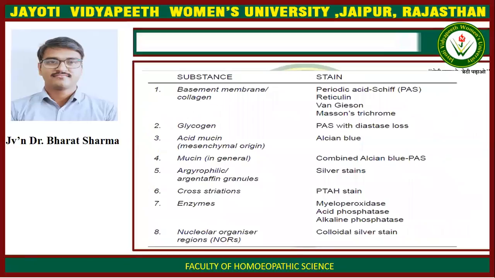Some of the common examples are substances and stains. Basement membrane: periodic acid Schiff, reticulin stain, Van Gieson stain or Masson's trichrome. For glycogen: PAS with diastase loss. Acid mucin: alcian blue. Mucin: combined AB PAS. Cross striation: PTAH stain. Enzymes: myeloperoxidase, acid phosphatase, alkaline phosphatase. Nucleolar organizer region: colloidal silver stain.